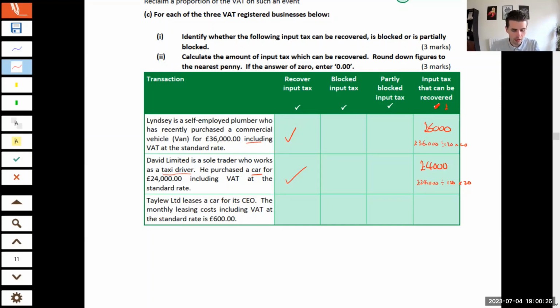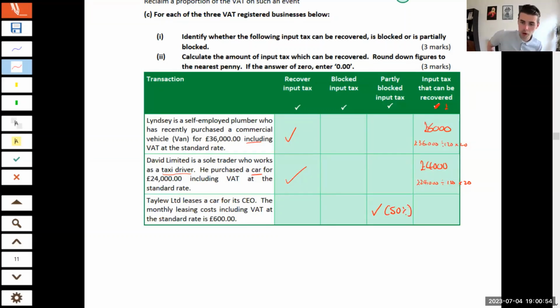Last but not least, Taylor Limited, again, interesting name, leases a car for its CEO. The monthly cost, including VAT at the standard rate, is £600. Well done, Mahmouda. I've sort of spoiled the party with this one, but again, the reference material will give you everything you need to know realistically. We've just said, haven't we, cars on hire or cars on lease partially are able, because I can claim 50% back.